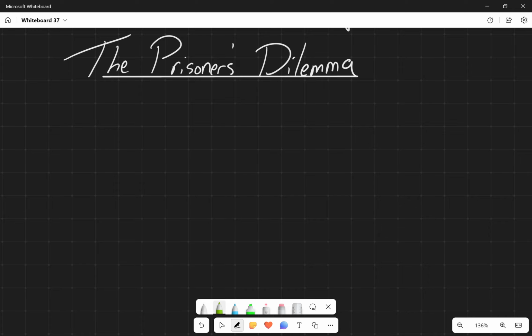So now we're going to delve into one of the ways that we can represent oligopolists. We're going to use the most common example of this type of mathematics called the prisoner's dilemma. And the prisoner's dilemma is a type of what's called game theory.